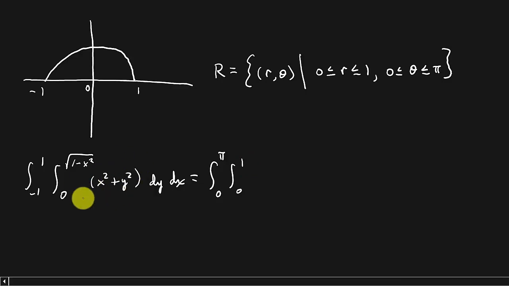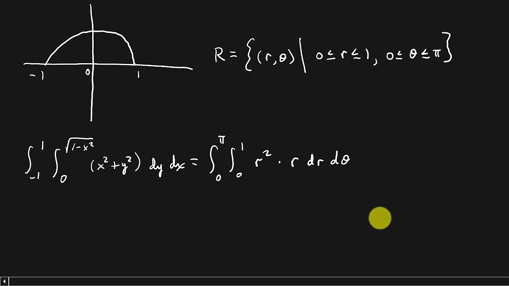Now, we've got to convert this to polar form. Well, x squared plus y squared is what? R squared. And then it's times, so this r squared, that's your x squared plus y squared. And then we have what? R times dr d theta. All right. Don't forget the r here. And so this is going to be the integral from 0 to pi, 0 to 1 of r cubed dr d theta.